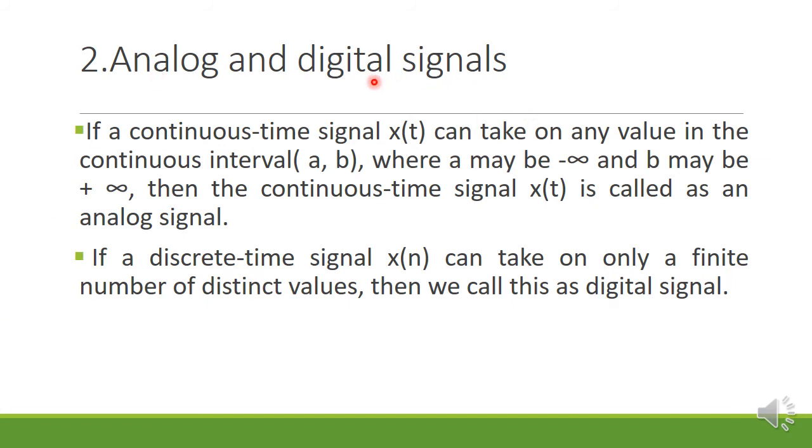Next, what do you mean by a digital signal? Digital signals are nothing but discrete time signals, but they can take only a finite number of distinct values. Then we can call them digital signals. Digital signals are discrete signals that can take only a finite number of distinct values.